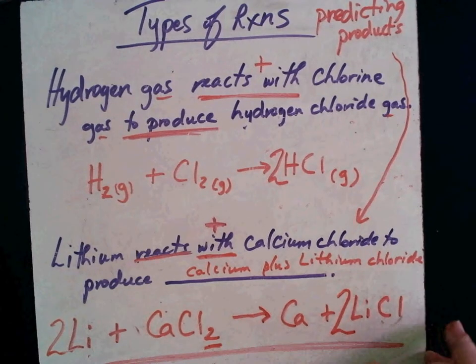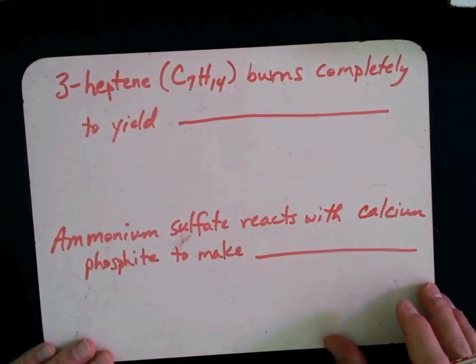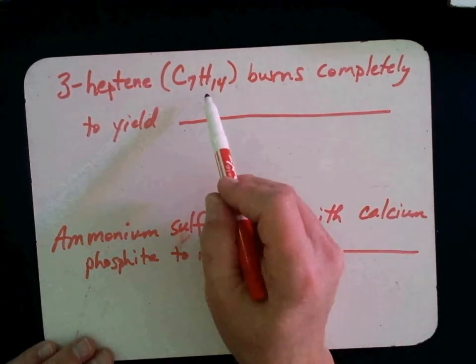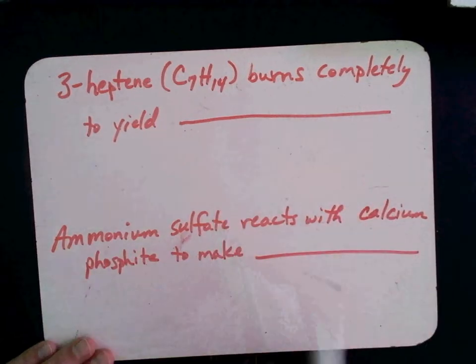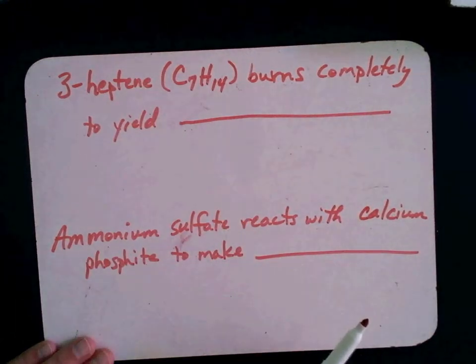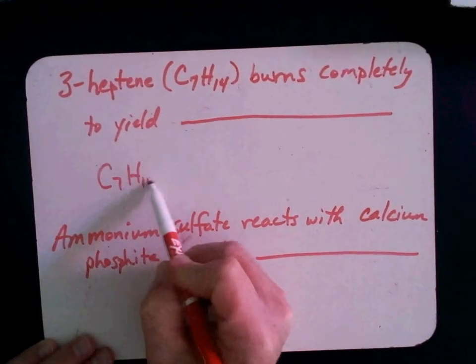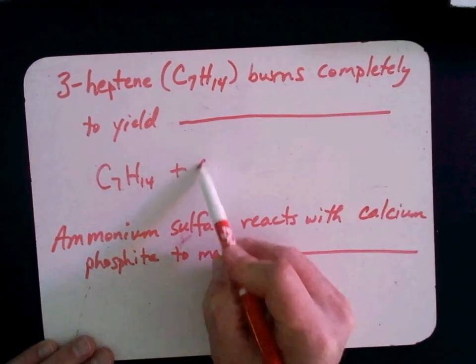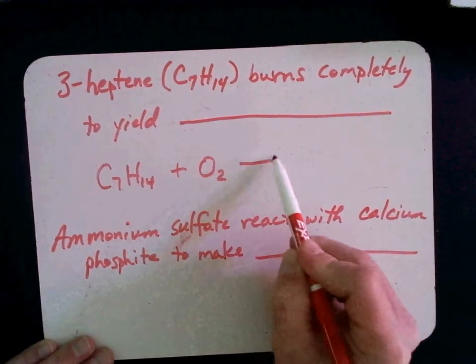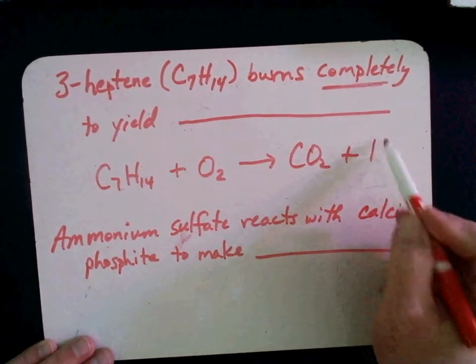Let's try another one. Okay? Let's say we had one like this. And if I get ahead of you, just pause the video. 3-heptene, and they give you the formula. That's nice. Burns. Burns completely. Which kind of reaction do you think that is? When something burns, that is combustion. Okay, so we're going to have C7H14. How does something go through combustion? All combustions are the same. You react with oxygen to yield, and it says completely, CO2 plus H2O.